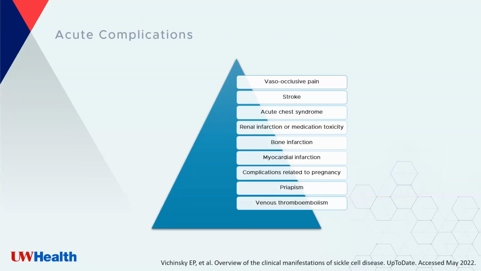Acute chest syndrome, which is really a culmination of all morbidities that would culminate in acute chest pain. So this can be pulmonary, it can be occlusive. Renal infarcts, medication toxicity, bone infarctions, myocardial infarctions, complications related to pregnancy, priapism, and also venous thromboembolism. So these are all acute complications that can manifest from the sickle cell disease state itself, and something that we triage here at UW Health pretty commonly as well.